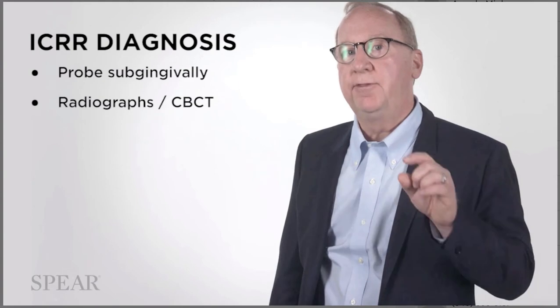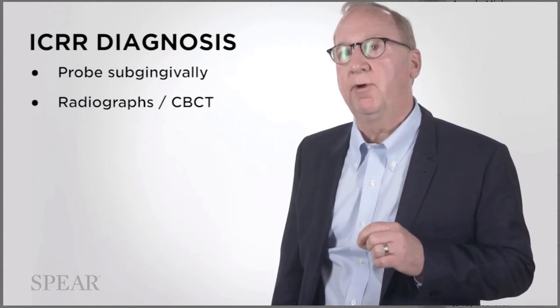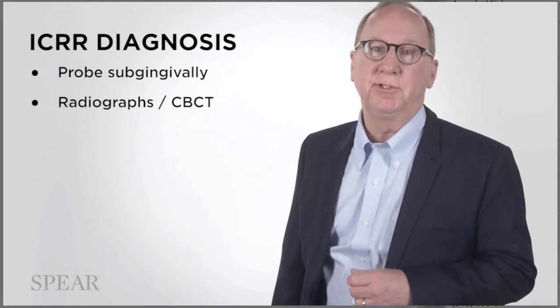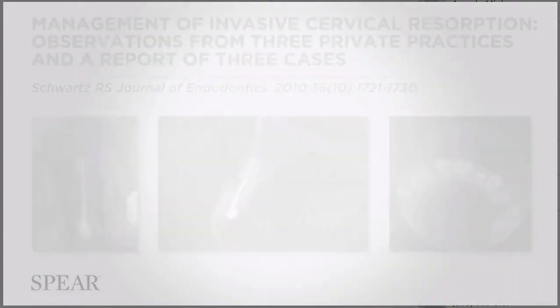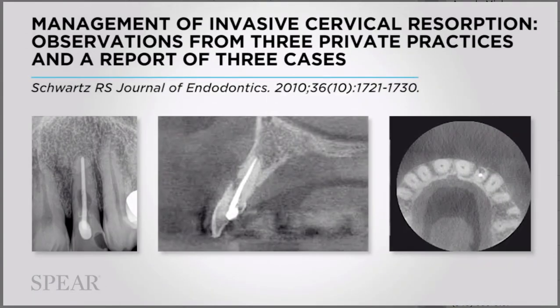Radiographically, that's your key. As far as how extensive it is, the cone beam is really your key for trying to assess how extensive this resorption actually is. So as you look at a radiograph, here's a tooth with endodontic treatment, taken from a study done by Rick Schwartz in the Journal of Endodontics about 8 years ago, where you can see the endodontic treatment that was done, but a radiolucent area there cervically.